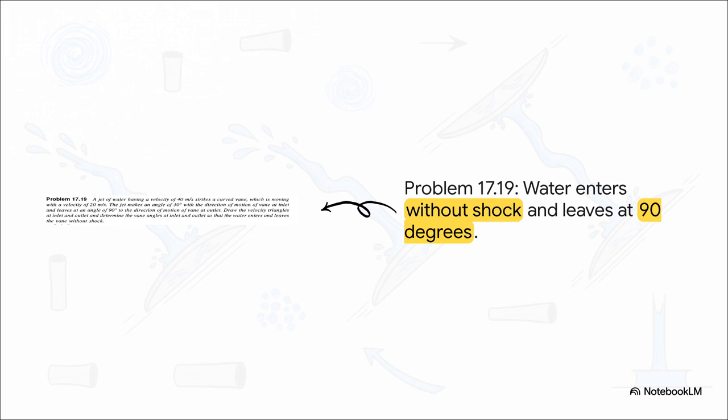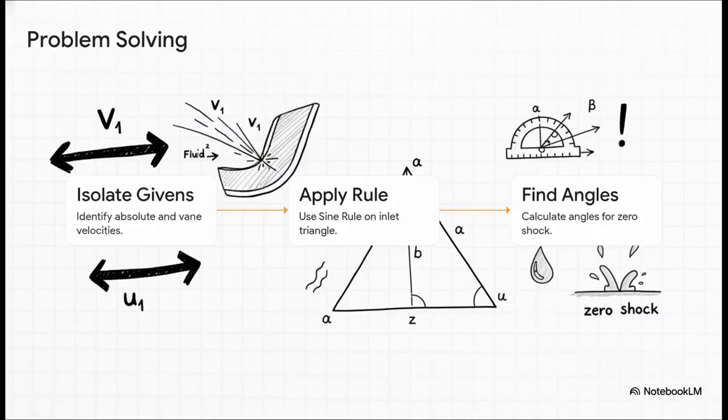Entering without shock simply means the angle of the blade perfectly matches the relative velocity angle of the water, so it just glides on completely smoothly. Whenever you're hit with a numerical problem like this, just follow these 3 logical steps so you don't get lost in the weeds. Step 1, isolate your givens. Grab your V1 and your U1.